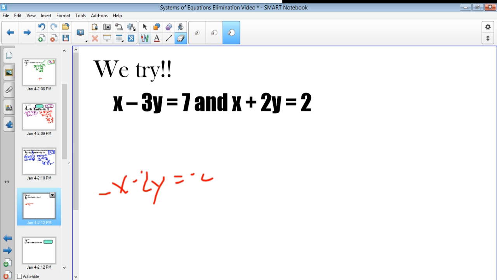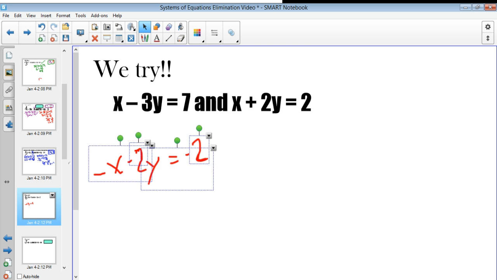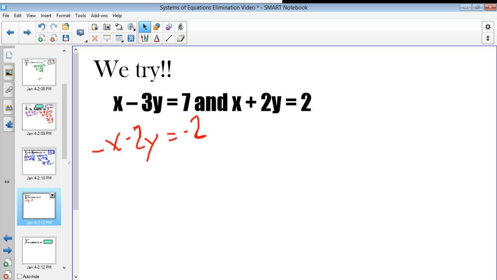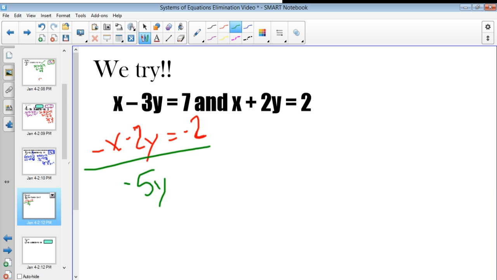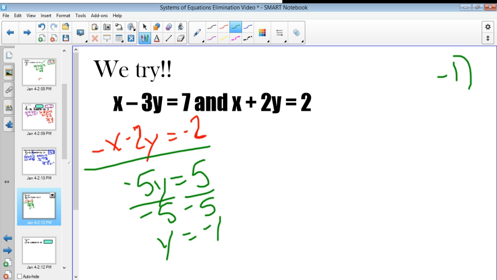And then I erase part of my 2. Now we have 2x minus 2y equals negative 2. And then I add these up, and I get negative 5y equals 5. So I divide by negative 5. And that means that y equals negative 1. So there's part of my answer there.